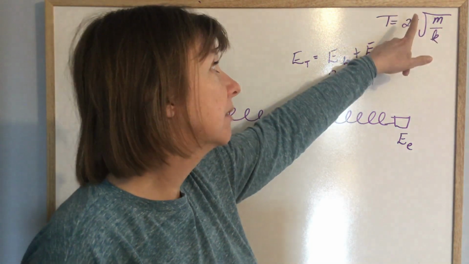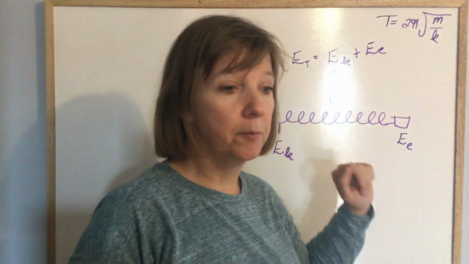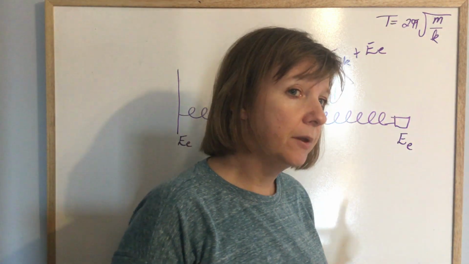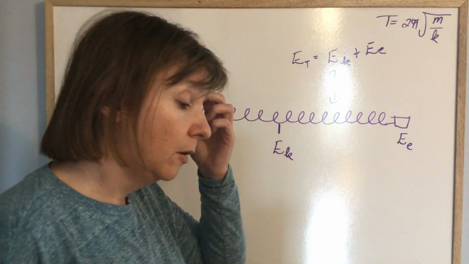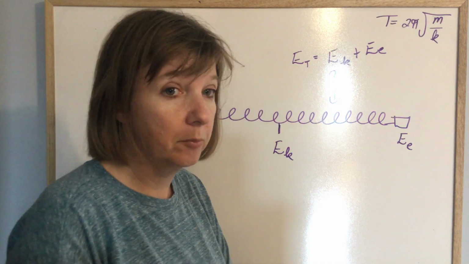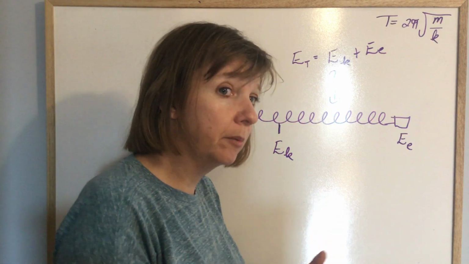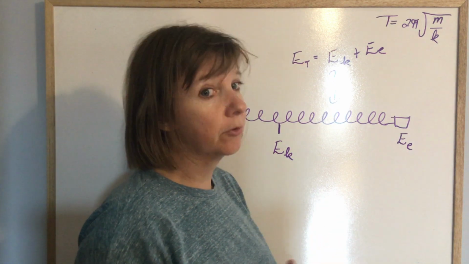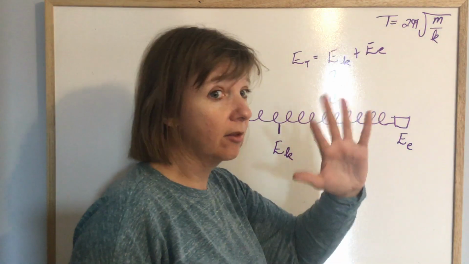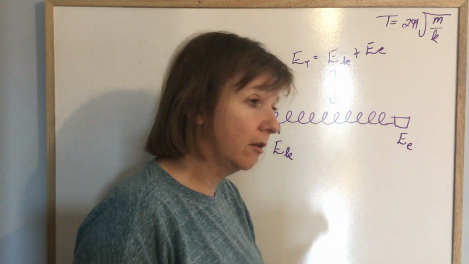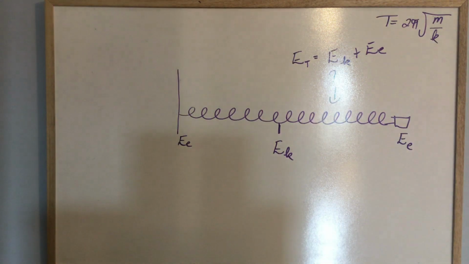Got it? Mass on a spring, period, is that formula. I'm emphasizing that because in the next lesson, when we do the second half of chapter 13, we're going to talk about a pendulum, and we're going to talk about period for that, which is related to this, but not quite the same because it's not a spring. So it doesn't have a spring constant.